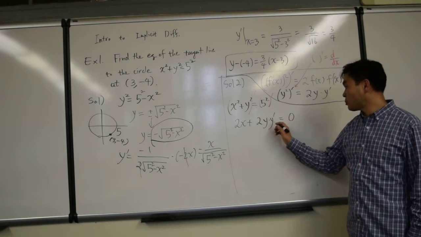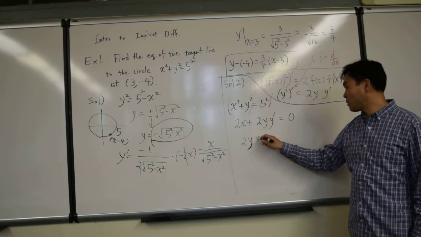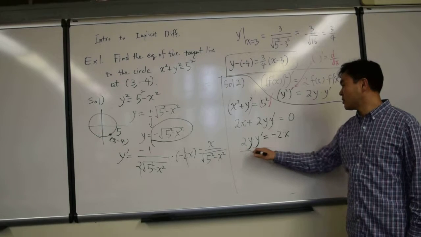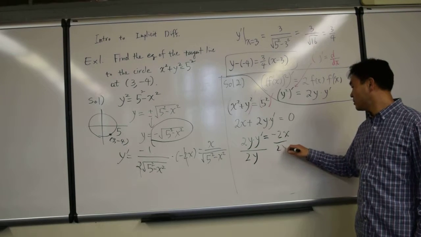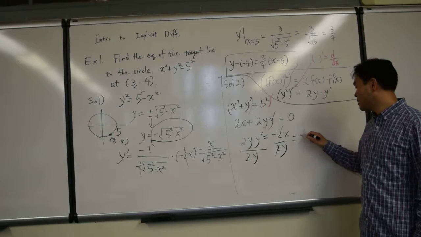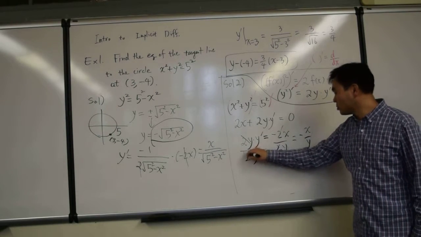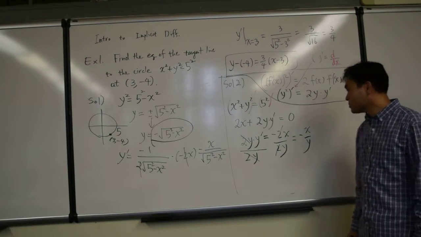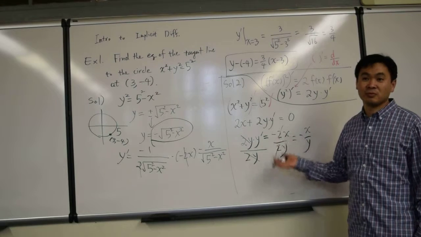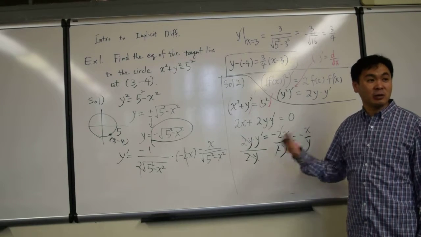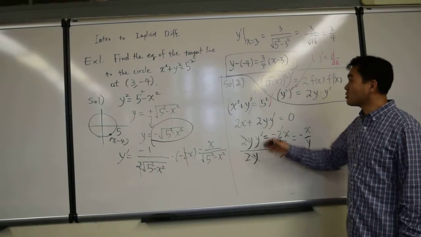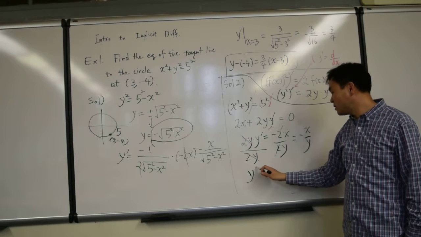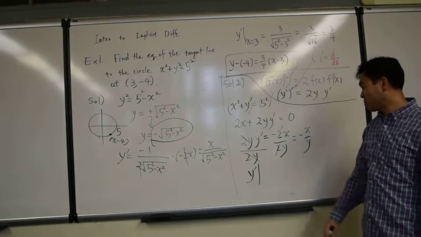Now let's try to solve for y prime. First, 2y y prime is negative 2x, and divide by 2y both sides, so that 2 cancels, and you get negative x over y equal to y prime. Now, why do we need to solve for y prime? Because y prime gives you the slope. Yeah, we're trying to solve this question still. Okay, we're trying to find the slope by plugging in the appropriate values for y prime.